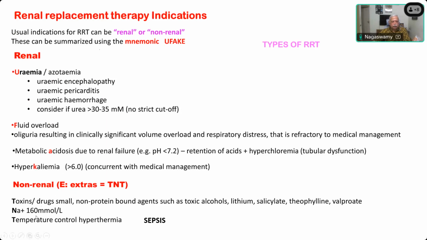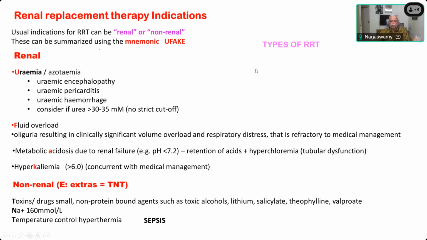Similarly, hypernatremia, where the sodium level goes to 160 millimoles, that also is an indication for removal. And temperature control in hyperthermia, that is also a way of cooling the patient by doing the dialysis. It is something like extracorporeal circulation cooling. And in sepsis, to remove the inflammatory markers or inflammatory glycoproteins which have been formed, removed by the various techniques of renal replacement therapy. So it is better to classify the indications as renal and non-renal.